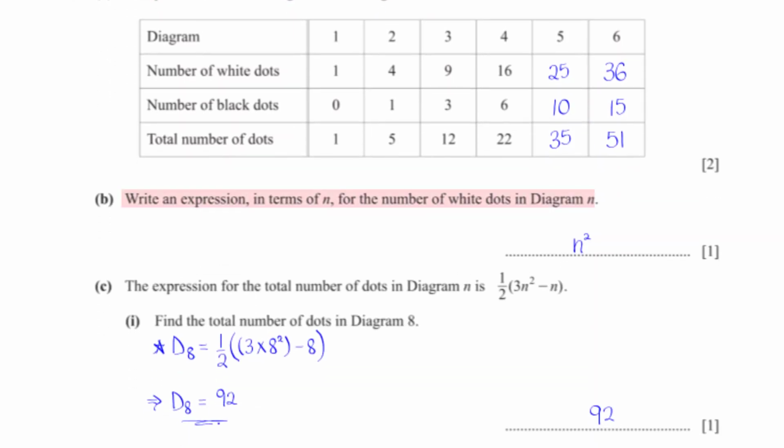Write an expression in terms of n for the number of white dots in diagram n, and so that is n squared. The expression for the total number of dots in diagram n is 1 over 2 times 3n squared minus n. Find the total number of dots in diagram 8. So all we need to do is substitute n equals 8 into the equation. And so we have 1 over 2 times 3 times 8 squared minus 8. This gives us 92.